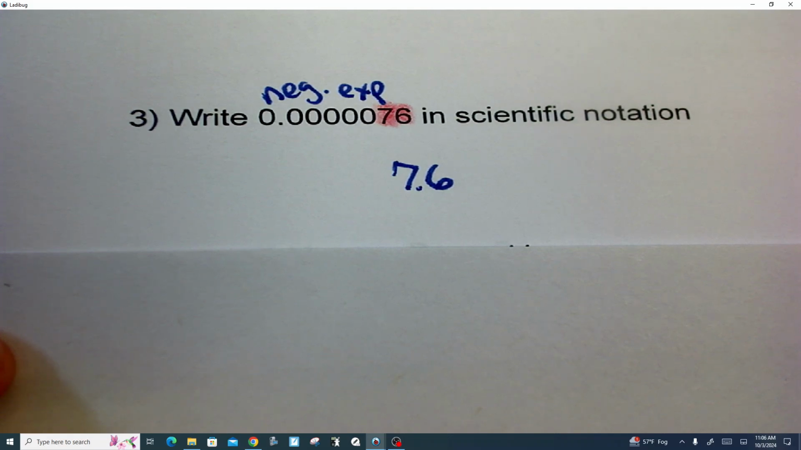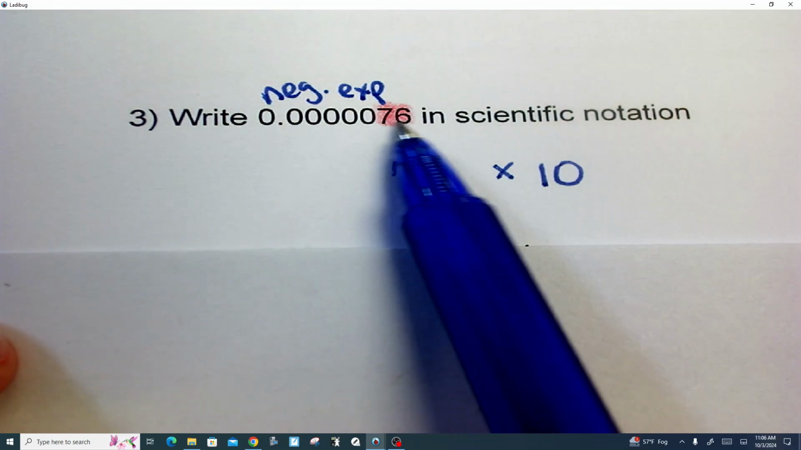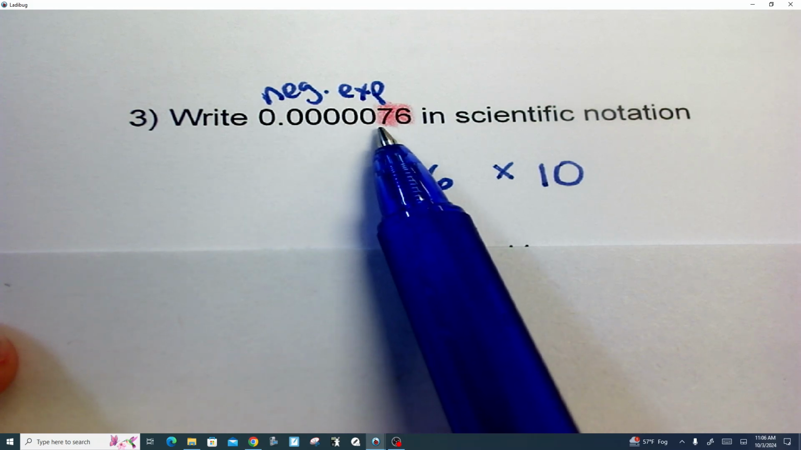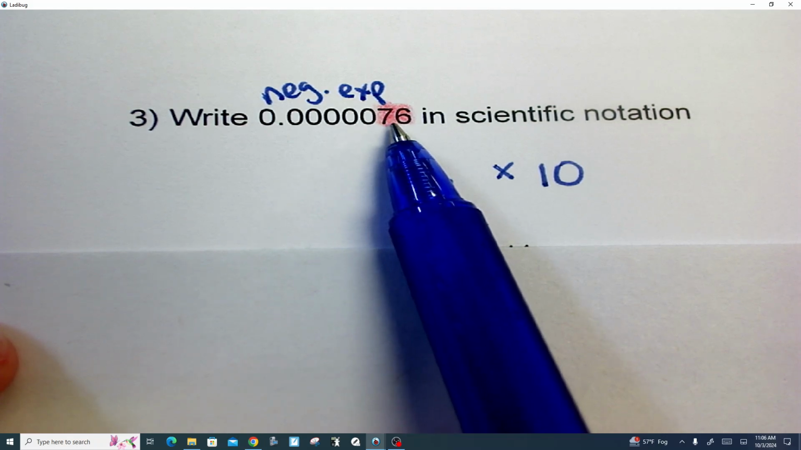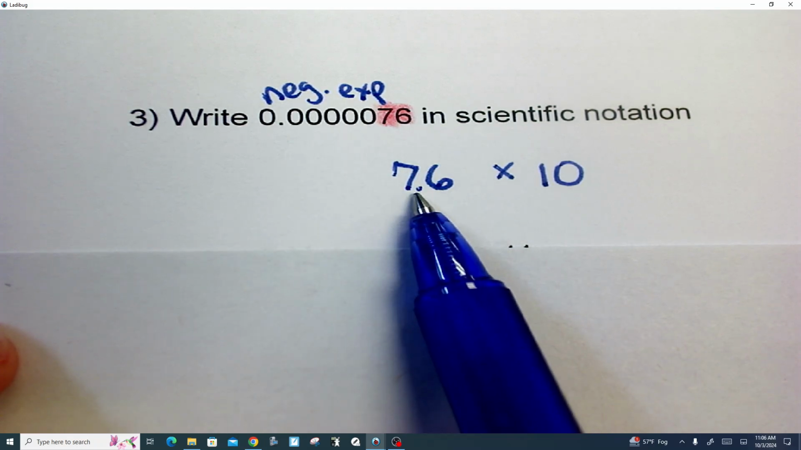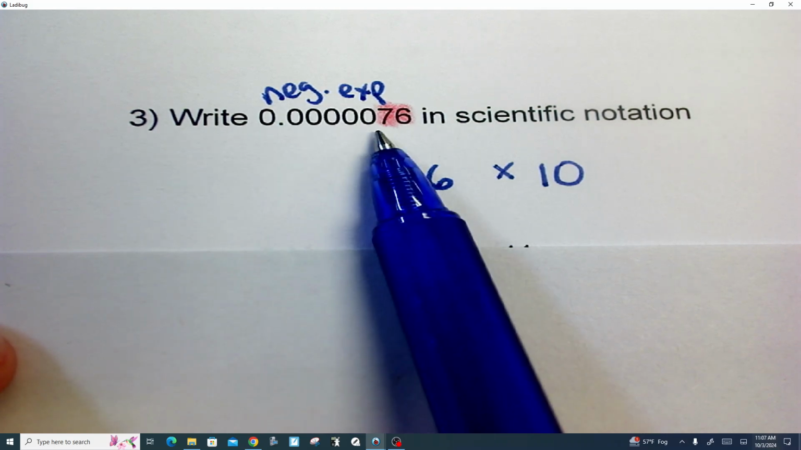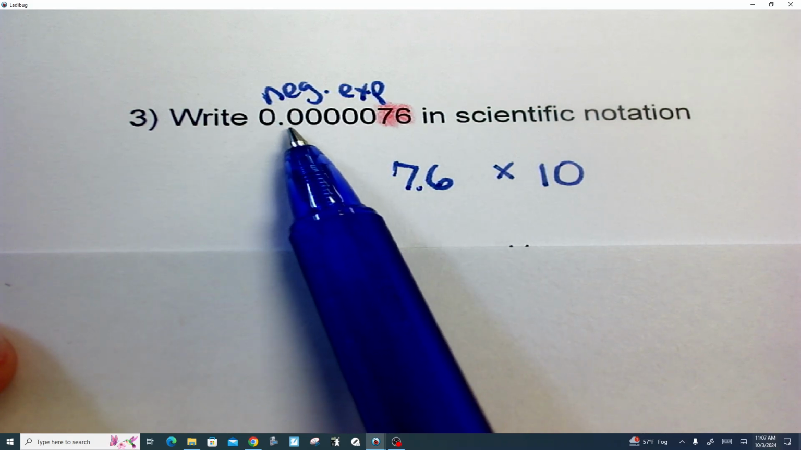times by 10. And now we know it's going to be a negative exponent because, again, this number is less than 1. But what you're going to do is you're going to move this decimal, the number of places that it needs to move, to land between the 7 and the 6, again, because that's where it should be. Now this is a little bit easier because they actually showed the decimal, but it is a little weird because you're moving this way, and just don't overthink it.